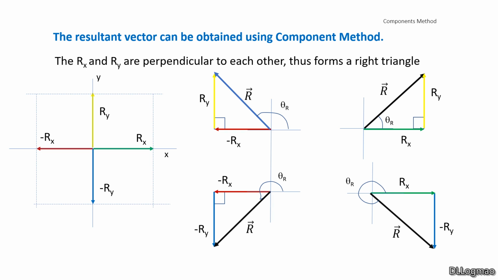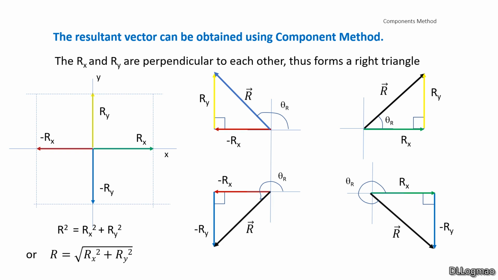Because the triangle formed is a right triangle, the sides of the triangle are related by the Pythagorean theorem: R squared is equal to the sum of the squares of R sub x and R sub y. Or the magnitude of the resultant vector R is equal to the square root of the sum of the squares of R sub x and R sub y.